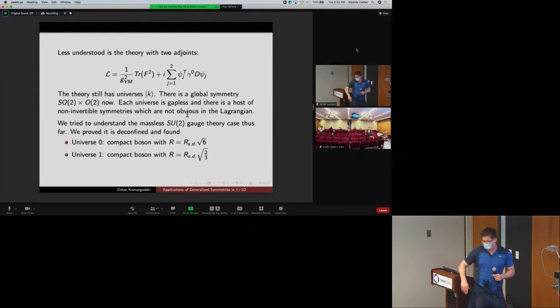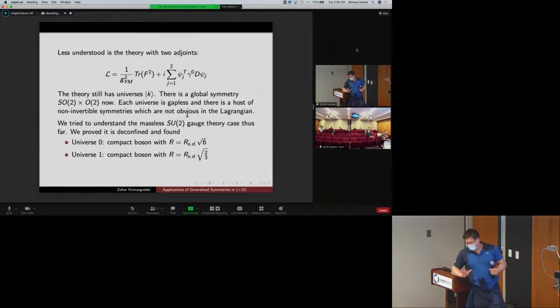So just to finish, today I wanted to tell you a little bit of preliminary results on what happens when you have two adjoints. The world of 1+1 dimensional gauge theories is riddled with these non-invertible symmetries. You can try to solve many models. The model with two adjoints is a little bit richer. I'll just say a few things about it.